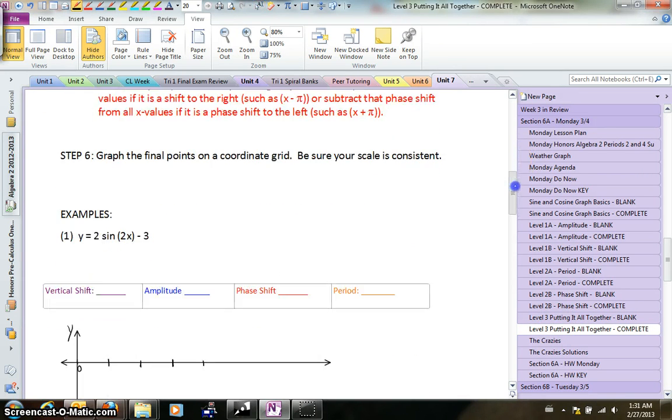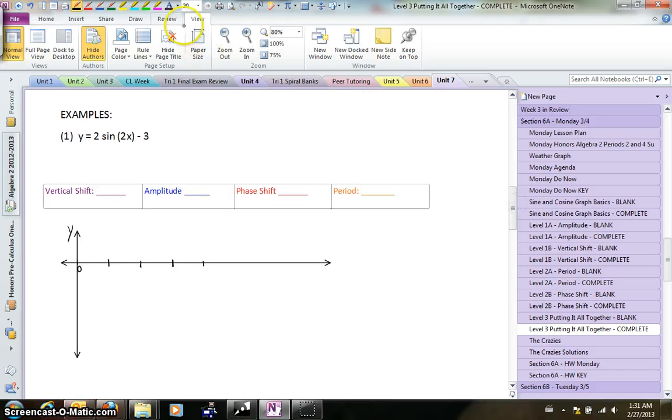All right. So the first thing we're doing is an example down here. We have a vertical shift of 3 down, so I'll put a vertical shift of -3. We have an amplitude of 2, that's the A. We have a phase shift of 0. There is nothing being subtracted in the parentheses with the x. The period will be 2 pi divided by b, and in this situation b is 2. And so we get a period of pi.